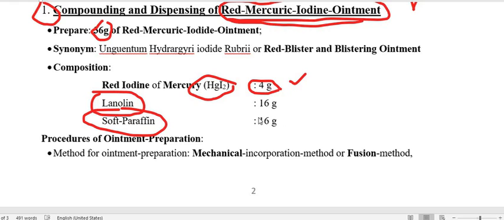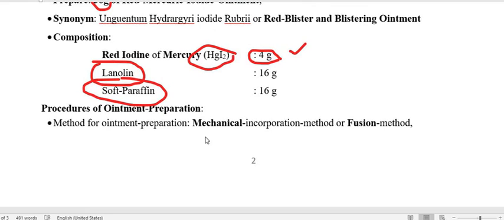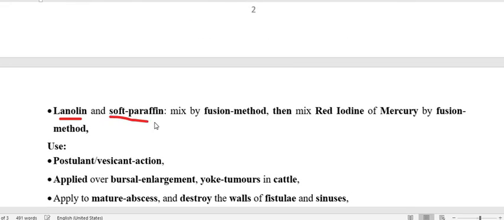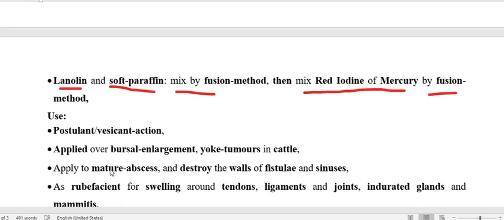So the method of preparation, the procedure for ointment preparation, is the same as the iodine ointment. Either you have to apply the mechanical incorporation method and chemical method, or the fusion method. Here we apply the fusion method, not the chemical method. Why? Because there is no chemical reaction. So only the mechanical incorporation method, or you can call it the fusion method. There is no chemical method because there is no more than one chemical present there. So lanolin and soft paraffin, we are mixing by the fusion method by melting it, and thereafter, after triturating the red iodide of mercury, we are mixing it by the fusion method, and this is how the ointment gets prepared. Now we have to go through the use of the ointment.